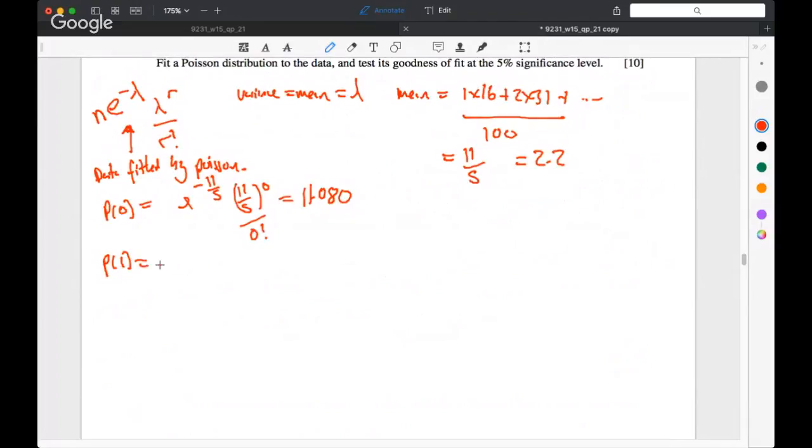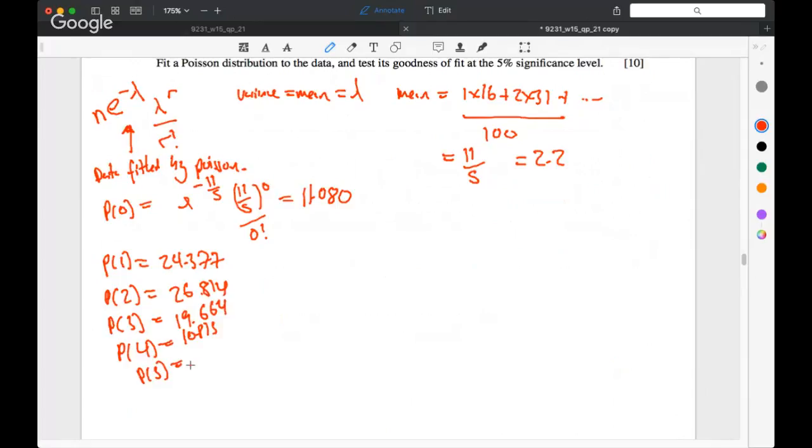So P1 equals 24.377. P2 equals 26.814. P3, we keep going. I'm going to write them all down. 19 for P4 equals this. These last two are sort of interesting. P5 is 4.759, and then P6 we get from doing 100 minus the rest of them. So that gives us a stupid answer. And we get 491. Okay, fantastic.